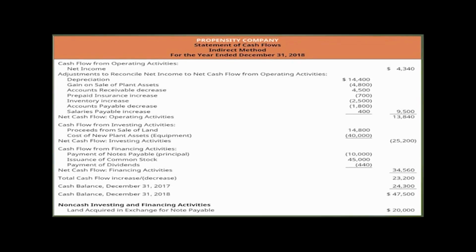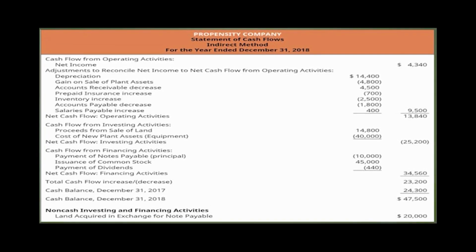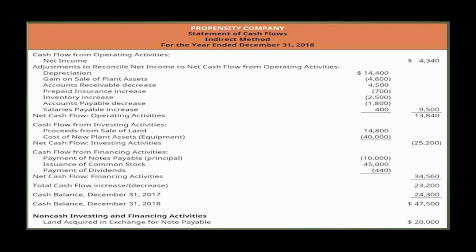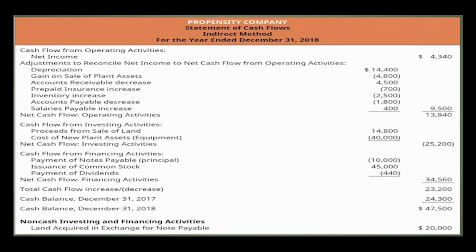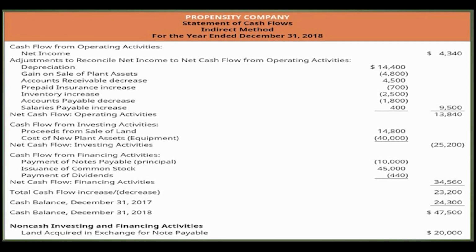Based on the example of the cash flow statement which we can see now, it starts with the net income which we get from the previous chapter, 4,340, and also the attributes for the operating activities, which we can see as depreciation, gain on sale, account receivable, and those attributes will be added or subtracted, and we also get the net cash flow from operating activities, 9,500, which will be added to the net income. We get the total 30,840, and we go to the other section.